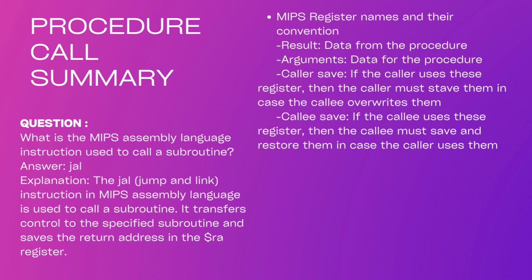The question: what is the MIPS assembly language instruction used to call a subroutine? The answer is jal. Explanation: the jal, or jump and link, instruction in MIPS assembly language is used to call a subroutine. It transfers control to the specific subroutine and saves the return address in the RA register.